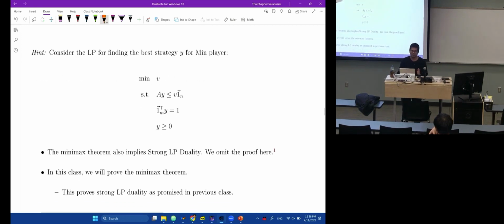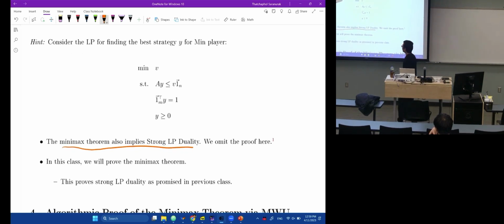But today what we're going to do is actually prove it the other way around. Because the Minimax theorem also implies strong duality, I will omit that proof because it's not that intuitive. But it's true. And we will show how to prove the Minimax theorem, and so that gives the proof of strong duality.